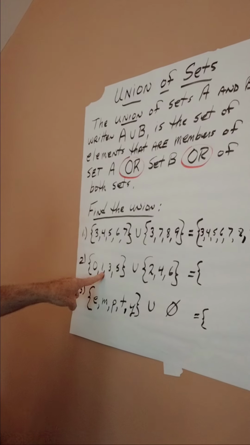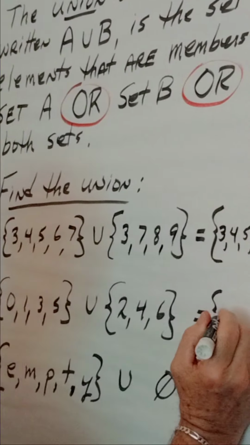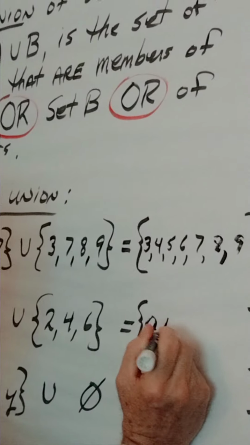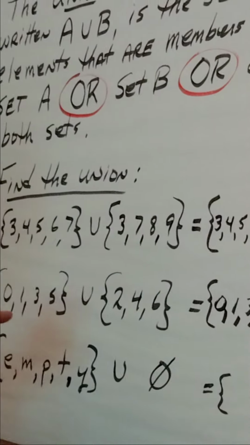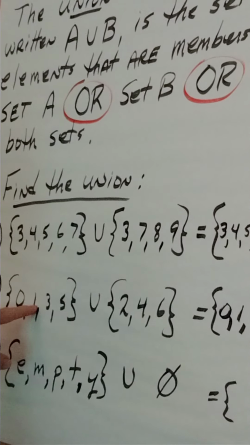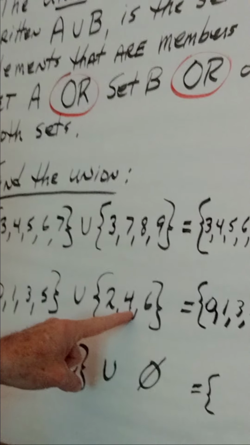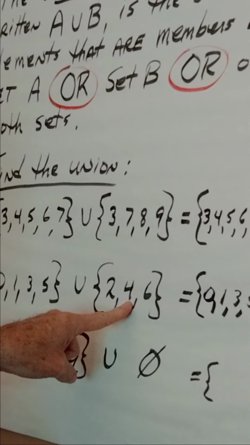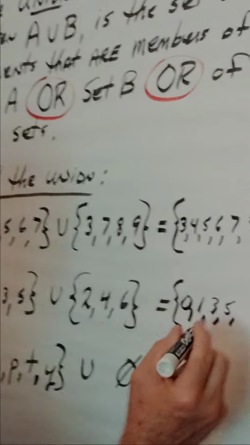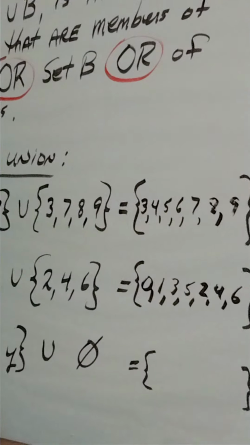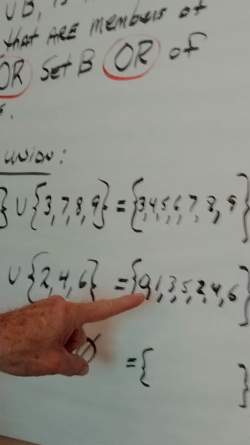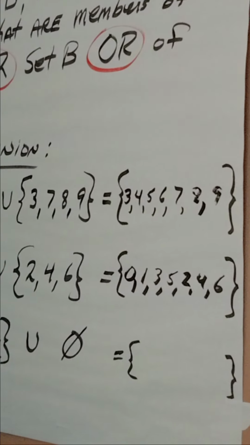Number two, the union of these two sets. We're going to take all of these. That's going to give us the set whose members are 0, 1, 3, 5. And we're going to unite these with any uniquely different ones in this second set. And these are all uniquely different. They're all even. There aren't any even in here. So we'll just join the 2, the 4, and the 6 with what we already had. And there's the union of the two sets.